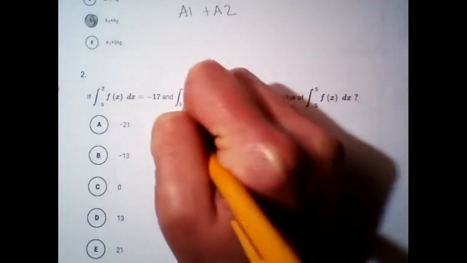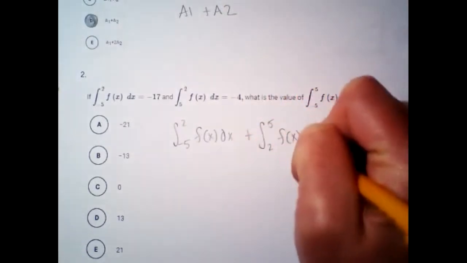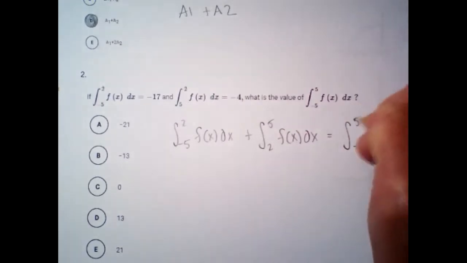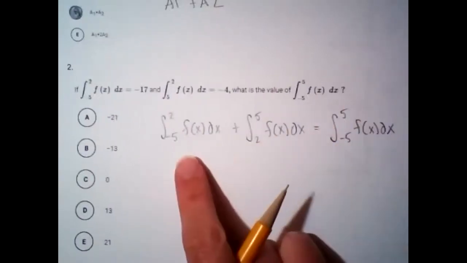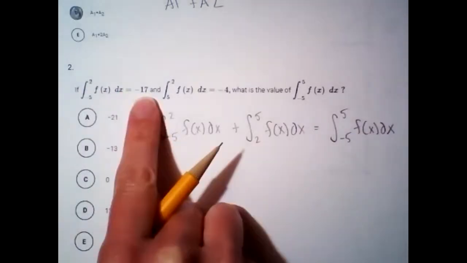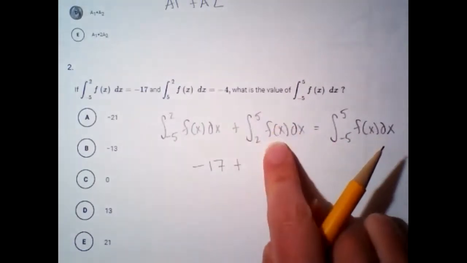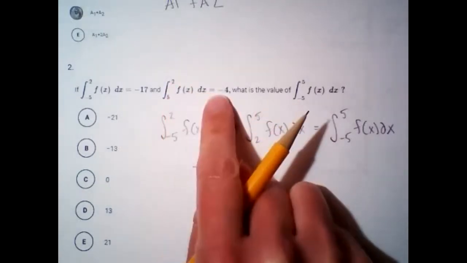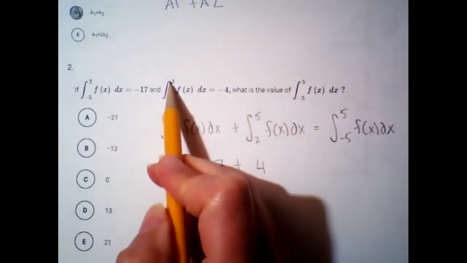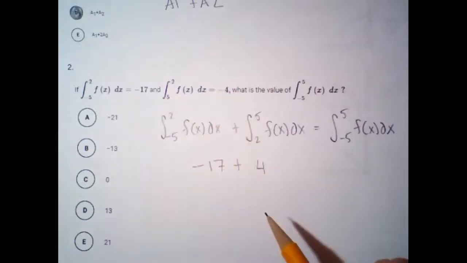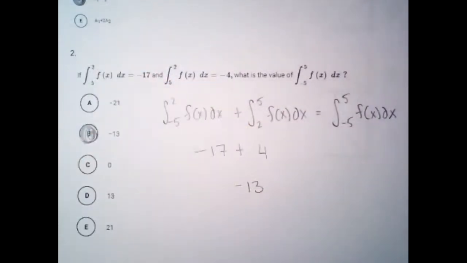So the integral from -5 to 2 plus the integral from 2 to 5 is going to be the whole distance. And this is the one that we're trying to find. So the integral from -5 to 2, they said was worth -17. So that'll be -17 plus, and then we have to get this one. Now they said the integral from 5 to 2 was -4. So from 2 to 5 is going to be +4. They switched the boundaries, so it's going to be the opposite result. And so -17 plus 4 will be -13. And so that one is B.